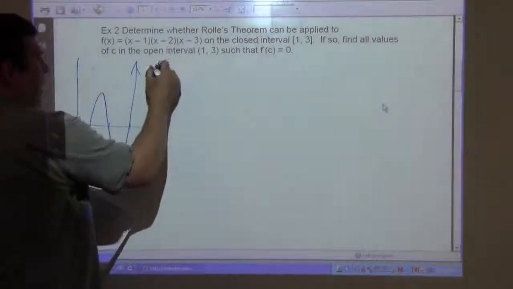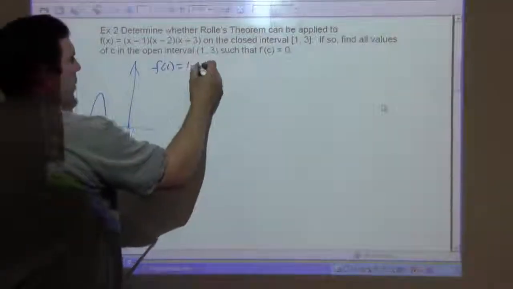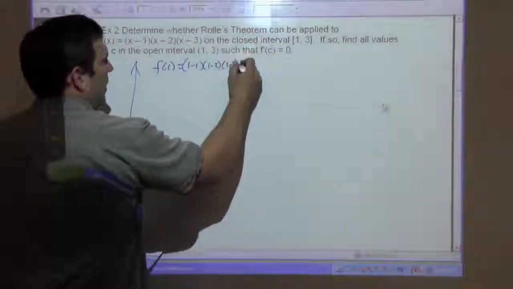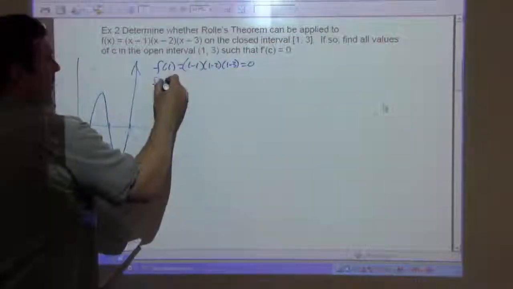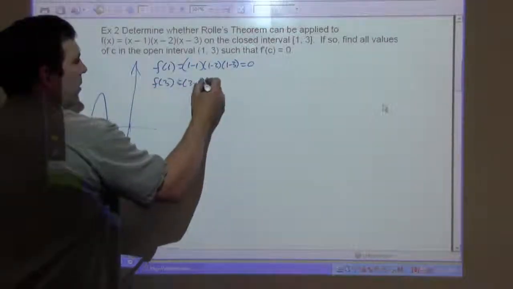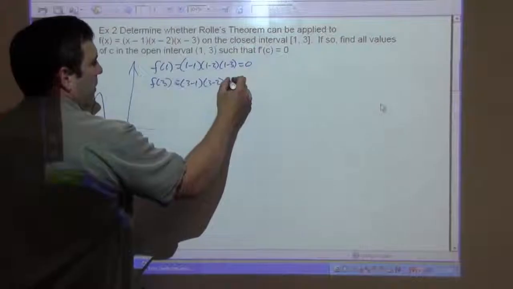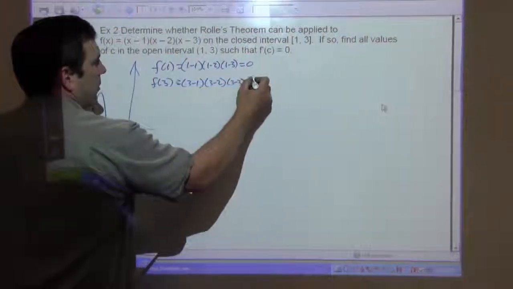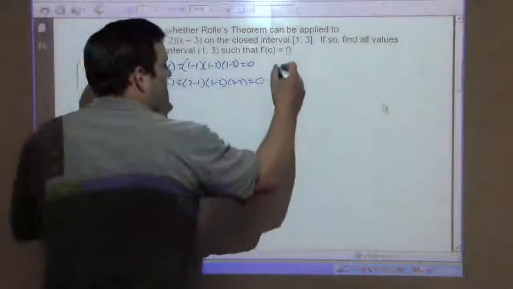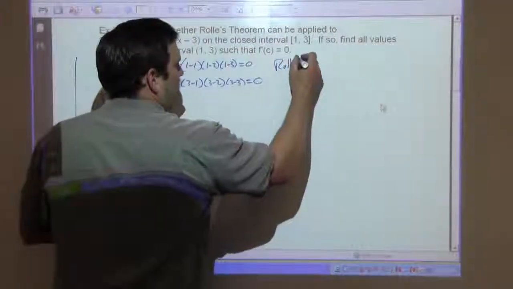We know that f of 1 is going to be 1 minus 1 times 1 minus 2 times 1 minus 3, and that's going to be 0. F of 3 is going to be 3 minus 1, 3 minus 2, and then 3 minus 3. Of course, that part's 0, so it's 0. So Rolle's theorem can be applied.